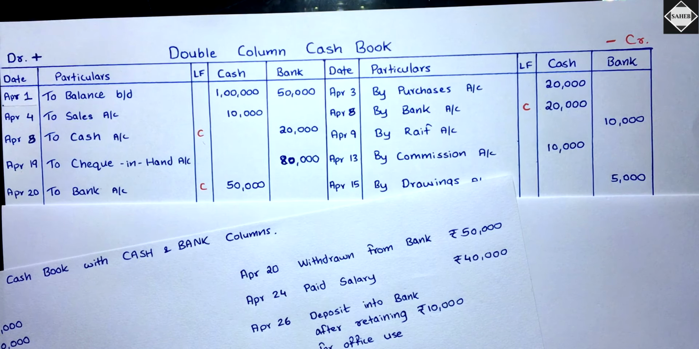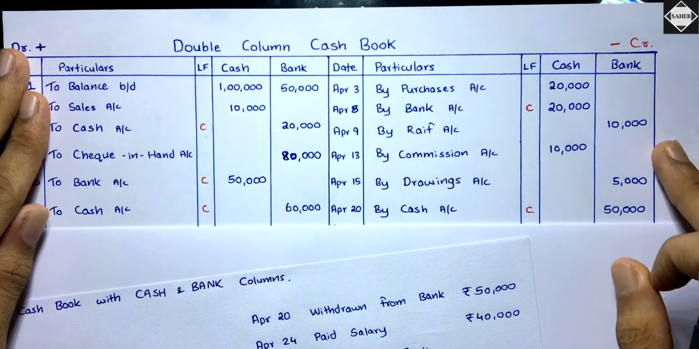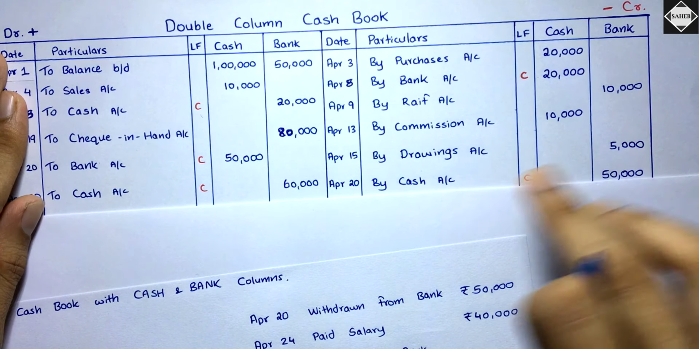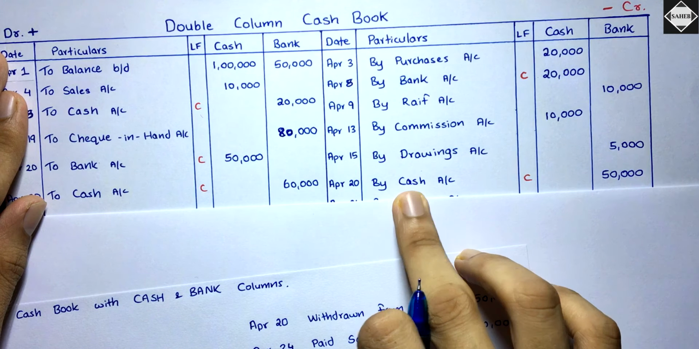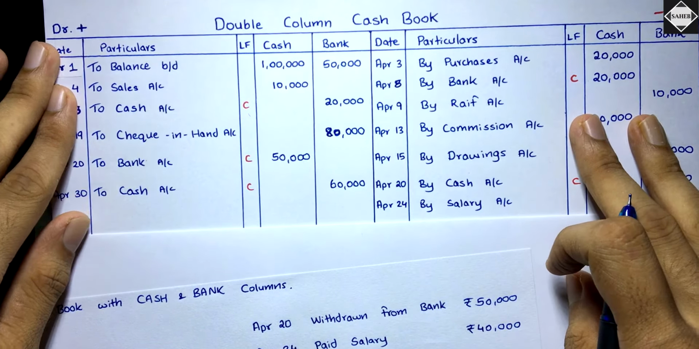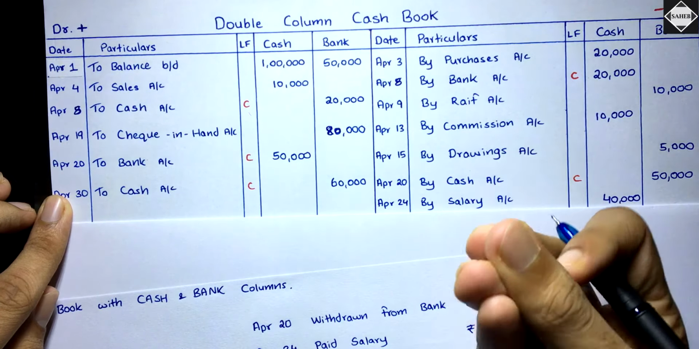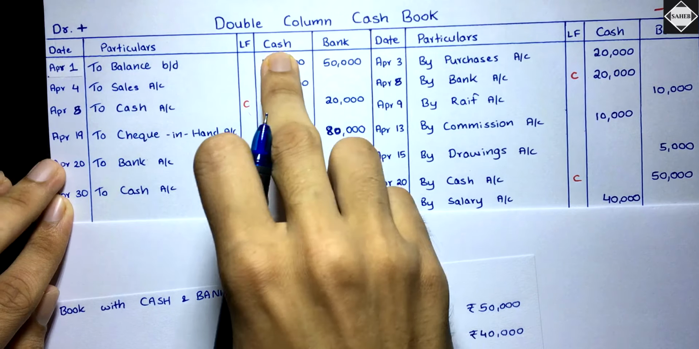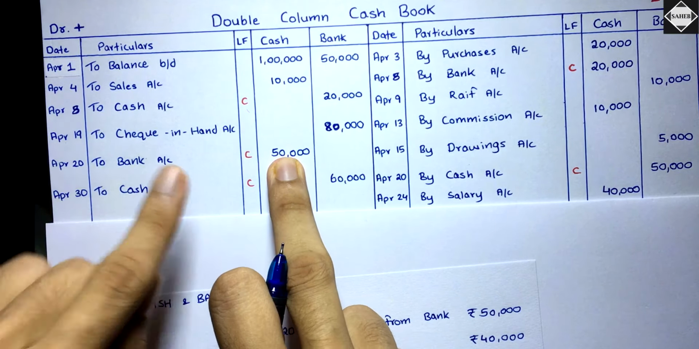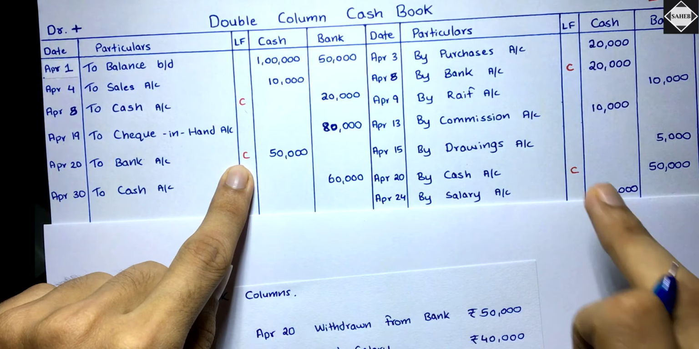So how you will do this? Bank balance is decreasing, yes, because of withdrawal bank balance is decreasing, so credit the bank account 50,000 because of cash. April 20. And then the other effect you have to show in the cash column. See here what has happened. The cash increases because you have made the withdrawal, you got the cash, so cash is increasing, cash debit, write the amount in the cash column on the debit side because of the withdrawal from the bank, so to bank account, and mark the transaction contra.